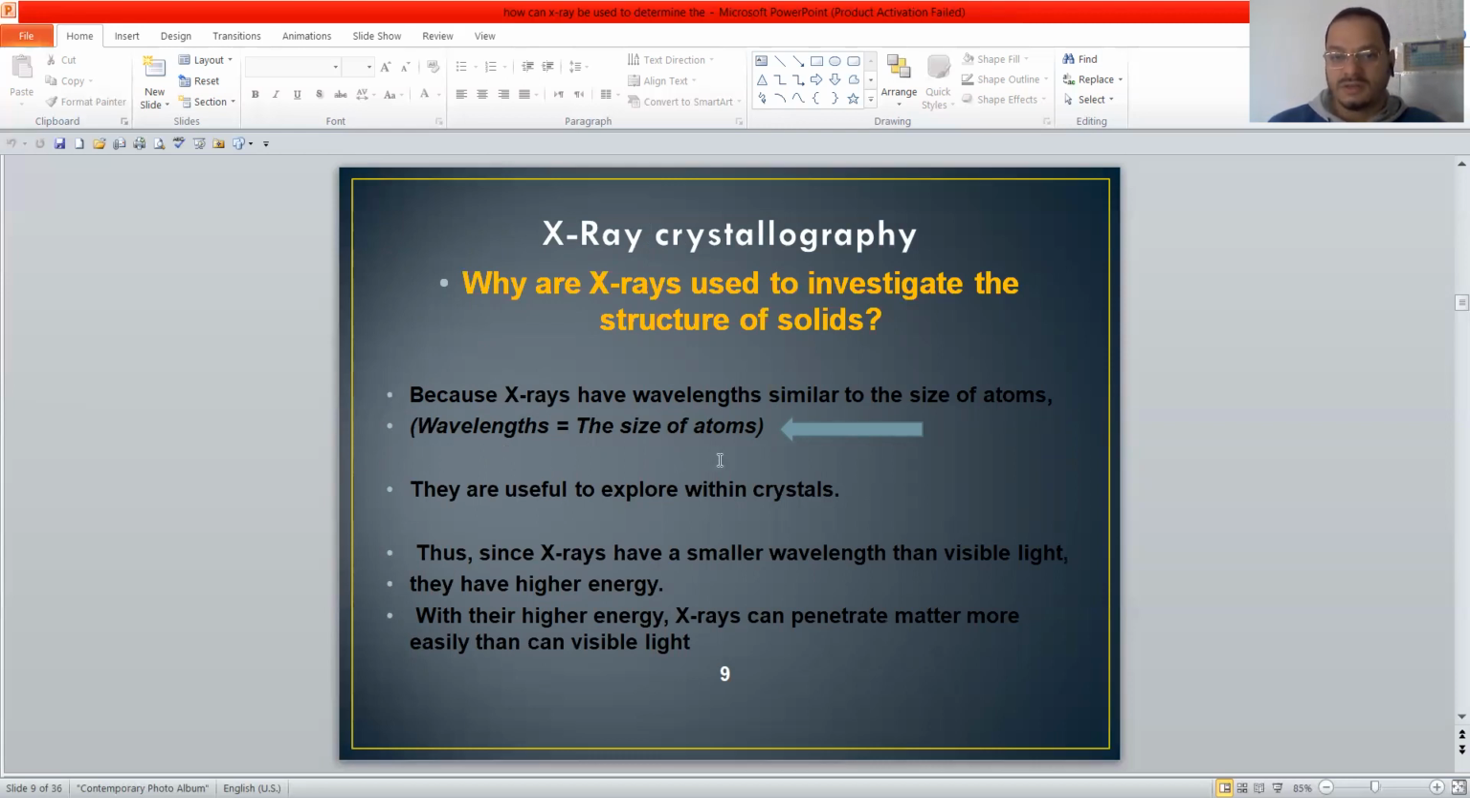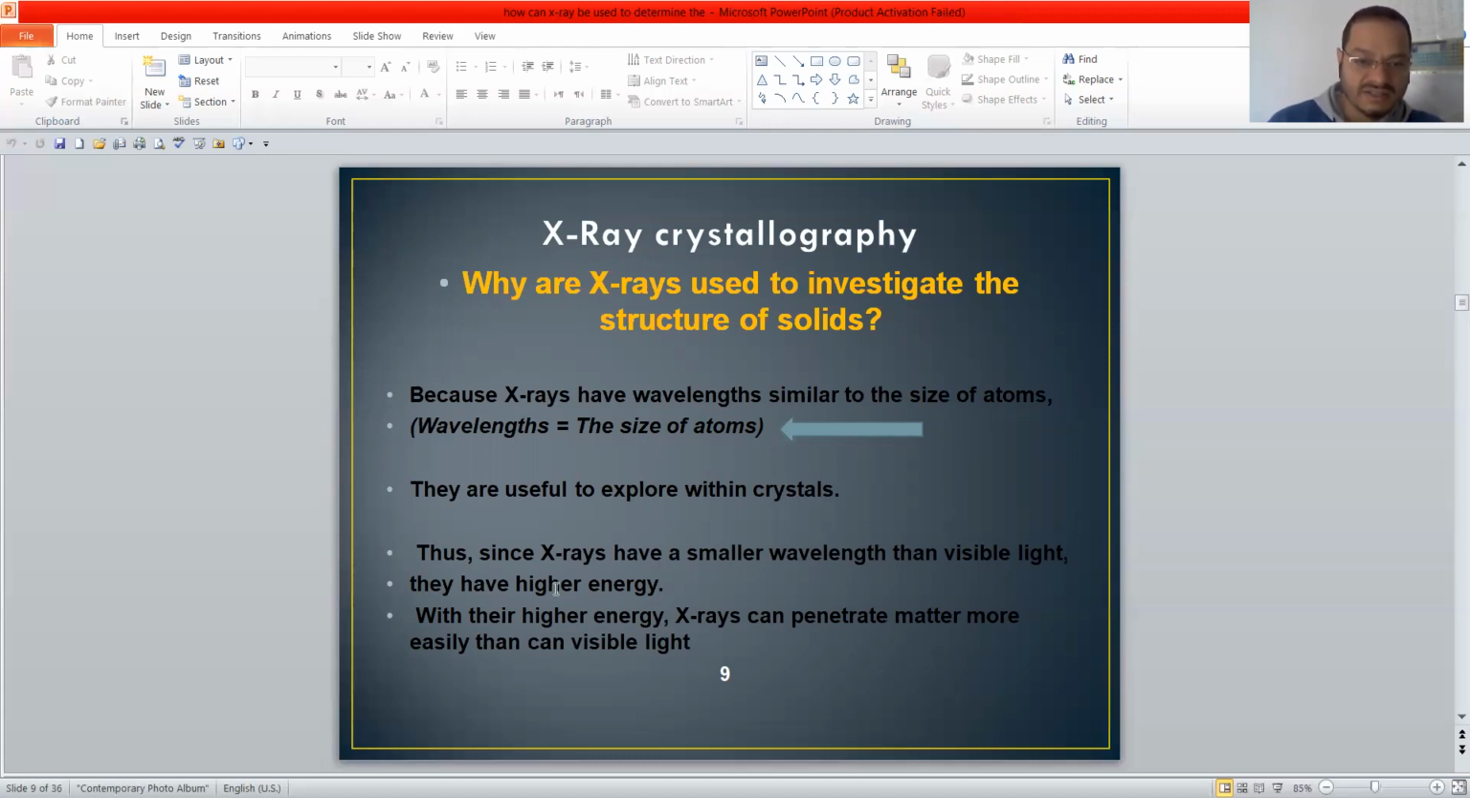That means they are useful to explore within crystals. Thus, since X-rays have a smaller wavelength than visible light, while being similar to the size of atoms, what does that mean? It means it has a higher energy than visible light.